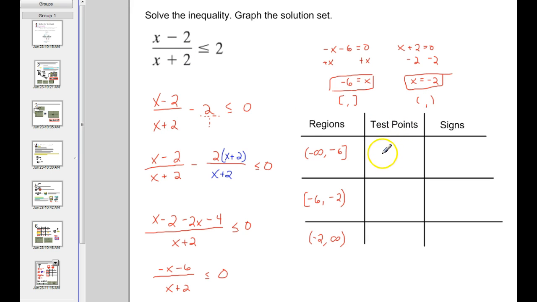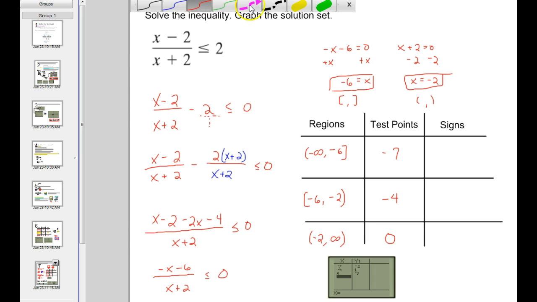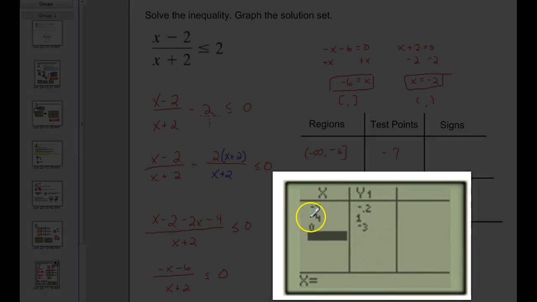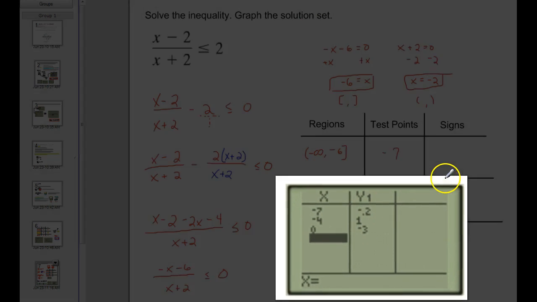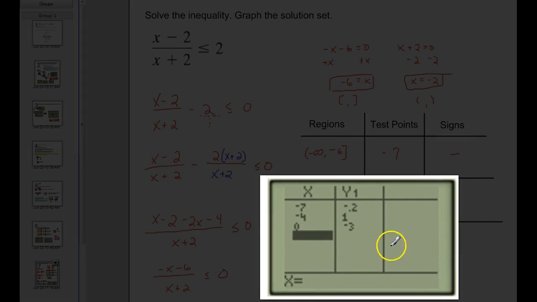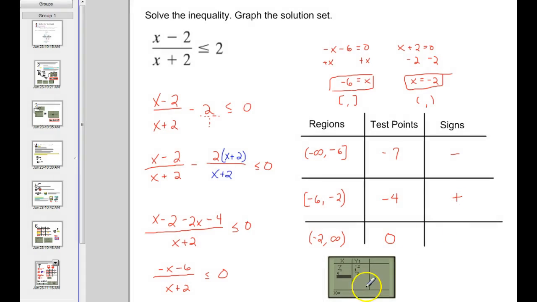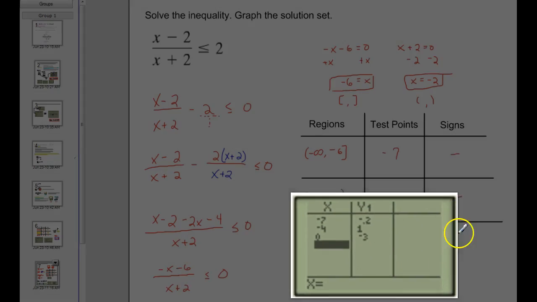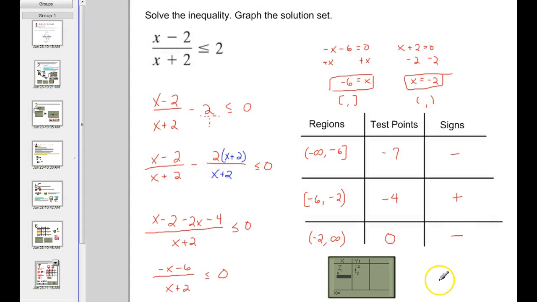All right, my test points: I'm going to use negative 7. Here, I can use negative 3 or negative 4. I'm going to use negative 4. And then anytime I can use 0, I'll use 0. Plugging these test points into my calculator, negative 7 makes a negative number, so I'll put a negative there. Negative 4 makes a positive 1, so I'll put a plus there. And then 0 makes for a negative number, so I'll put a negative there.